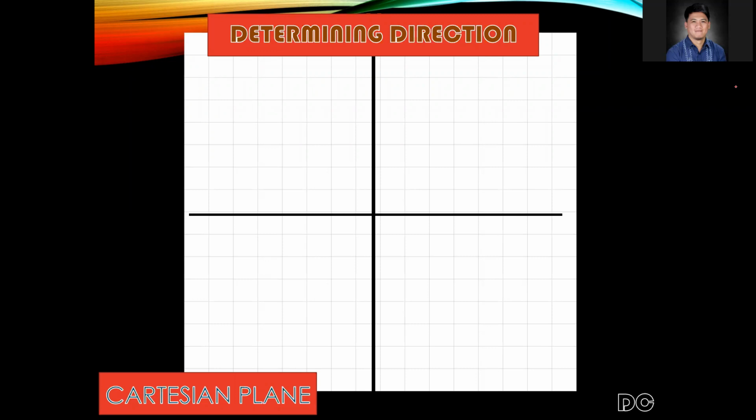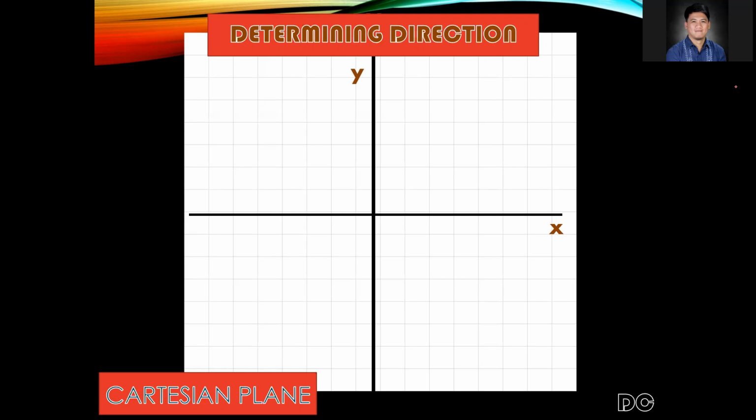I think you're familiar with the Cartesian plane, and we all know that it consists of two main axes. There are two lines intersecting with each other, and those two lines are our main axes, which are the x and the y axis. The x-axis is the horizontal line, and the y-axis is the vertical line.